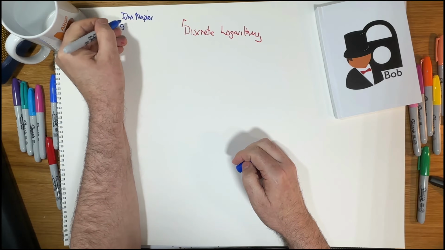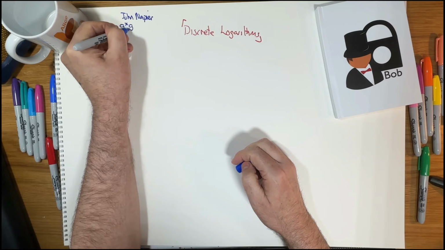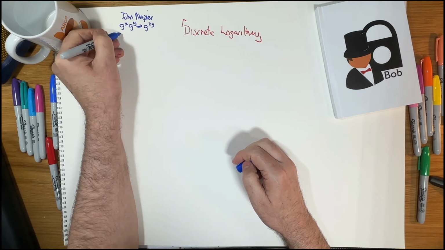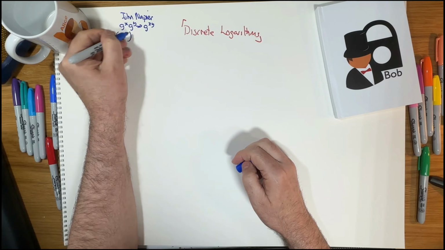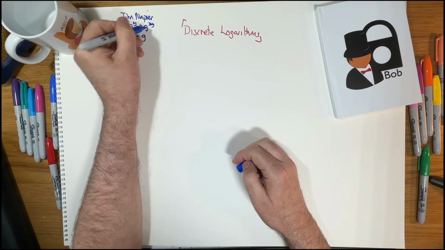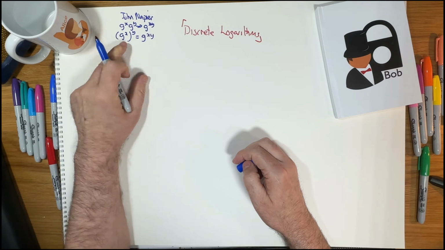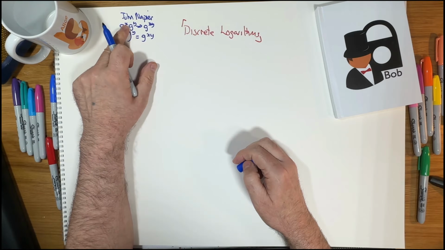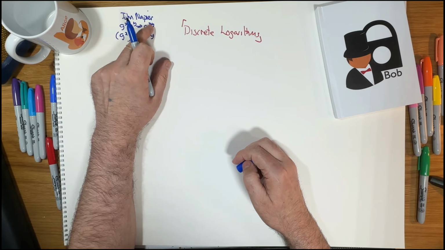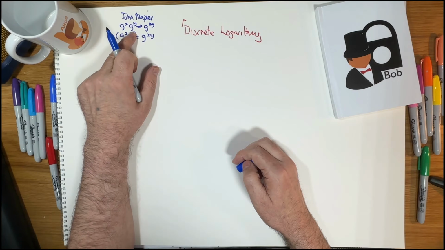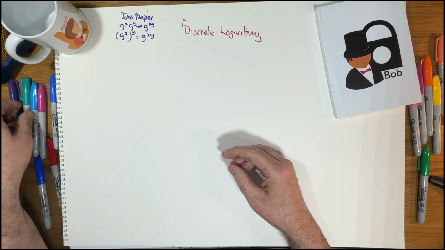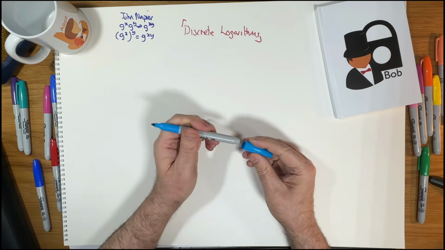So for that, he said that g to the power of x times g to the power of y is equal to g to the power of x plus y. And g to the power of x to the power of y is equal to g to the power of xy. Okay, so g to the power of x times g to the power of y gives us g to the power of x plus y. G to the power of x to the power of y gives us g to the power of xy. So that's our basic logarithms.